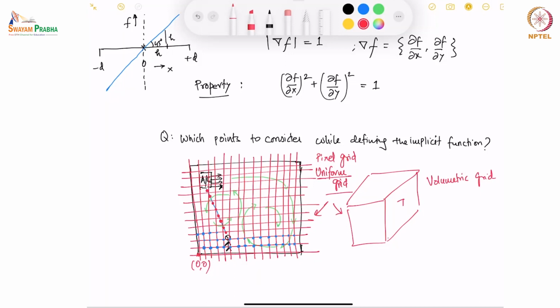And these individual elements are called voxels, or volume elements. And then at the center of each voxel, you calculate the distance. So these are your sample points.